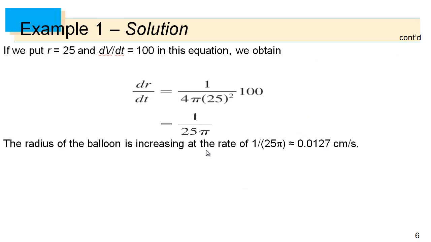All right, plug in what we know. We plug in the 25 for r, the 100 for the dV/dt, do some simple math. You get 1 over 25 pi, or roughly 0.0127 centimeters per second. Why is it centimeters per second? Because that was the rate, right? This was centimeters cubed. This was in centimeters. Centimeters cubed divided by centimeters squared leaves you with centimeters, right? Centimeters cubed per second, so you now have centimeters per second. So it's always a good idea to keep track of the units of the rate of change.